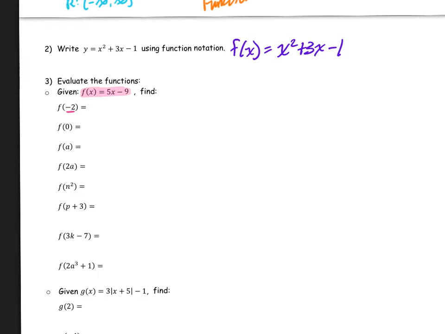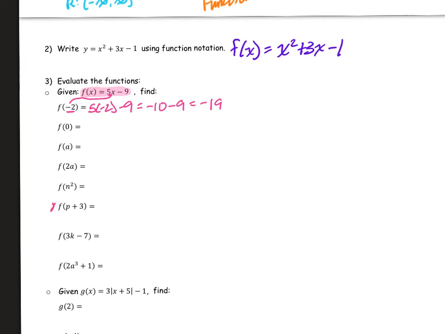So in this function, wherever there's an x, I'm going to put negative 2. Okay, or 0, or a, or 2a, whatever's in that parenthesis, f of whatever, that's what's going where the x is. So that means f of negative 2 is going to equal 5 times negative 2 minus 9. So now I'm just going to simplify this. So 5 times negative 2 is negative 10 minus 9 equals negative 19. Nice job, guys. So we're going to do one more of these, and then we'll talk about the rest later.